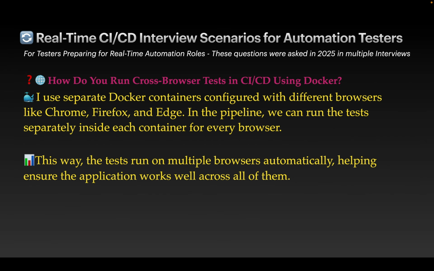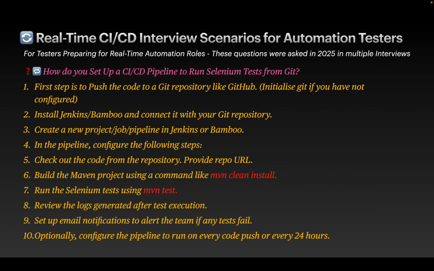How do you run cross-browser tests in CI/CD using Docker? You might already know about cross-browser testing. You might want to execute your Selenium tests in multiple browsers. What we can do is create separate Docker containers with different browsers configured. Then in the pipeline we can run the tests separately in each container for every browser. This way we can run the tests in multiple browsers automatically in the containers. Okay, so let's see the next question.